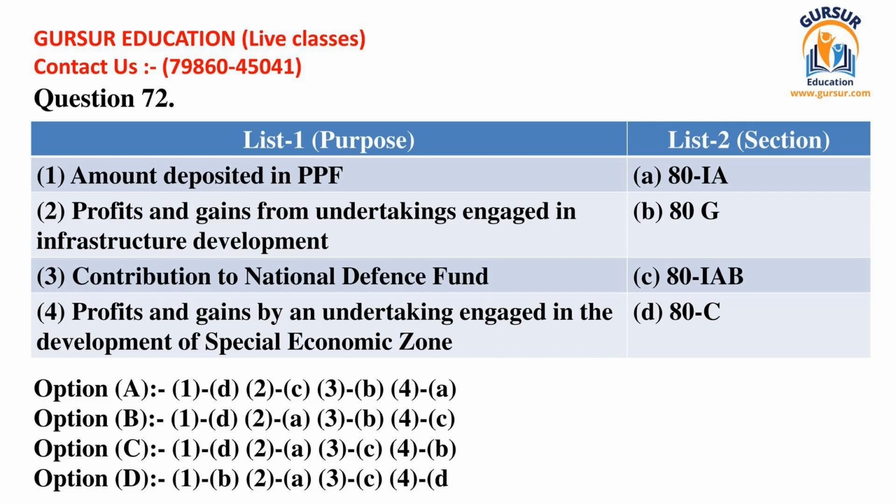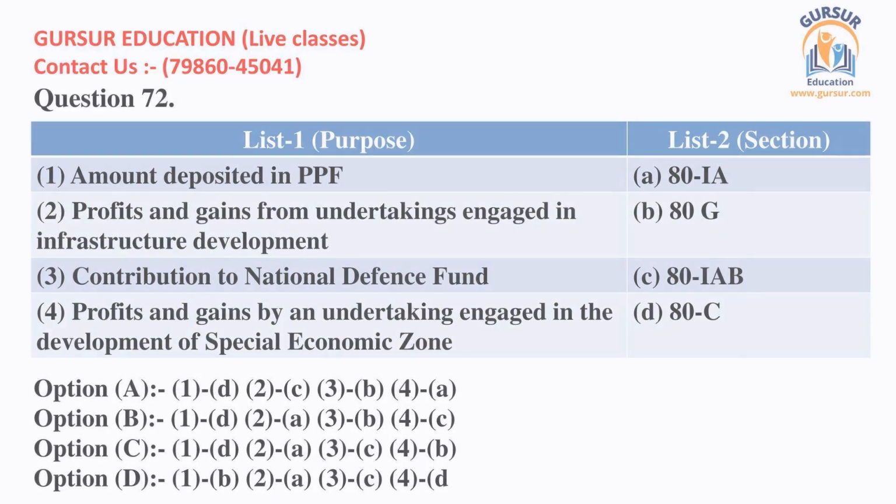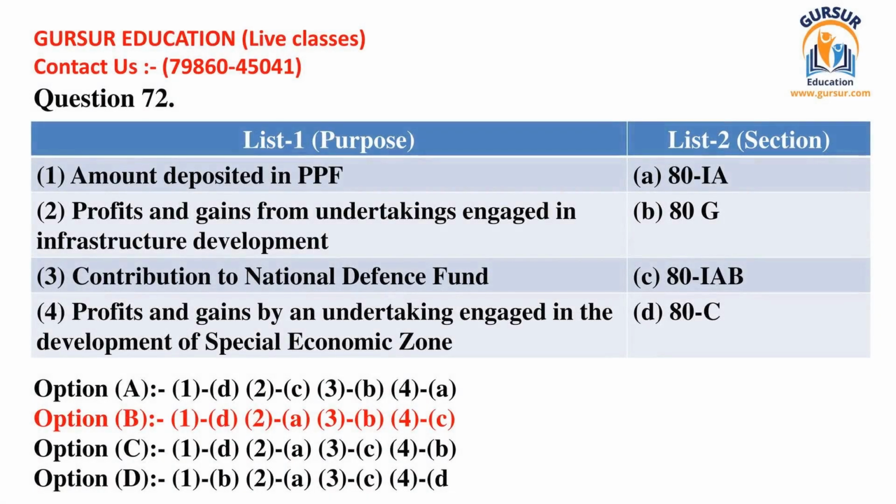List 2, Section, contains the following items. A. 80IA. B. 80G. C. 80IAB. D. 80C. Below are given the options with different matches. You can pause the video and choose the appropriate answer. The right answer of the question is option B. We suggest you to pause the video to analyze and learn the correct combination.